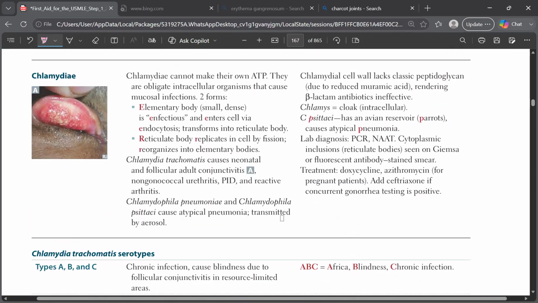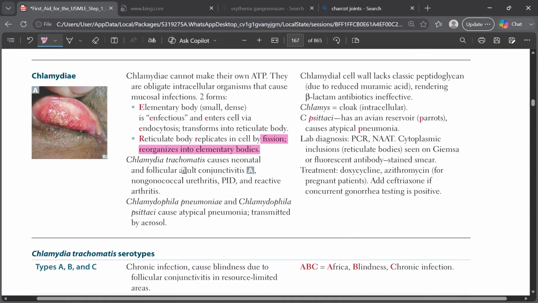Next is chlamydia. Chlamydia cannot make their own ATP. They are obligate intracellular organisms that cause mucosal infections. They have two forms. The elementary body is small and dense. It is infectious and enters the cell via endocytosis. It transforms into a reticulate body. The reticulate body then replicates in the cell by fission and reorganizes into elementary bodies. Okay, so elementary body, then reticulate, and then again there is elementary body.